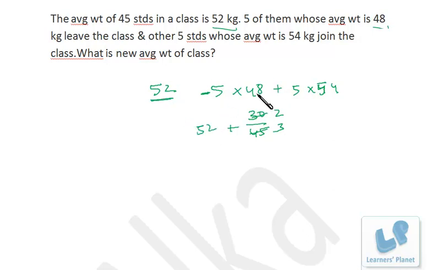Okay, this is the initial average. That is the loss when 5 students with weight 48 are leaving. This is the gain when 5 students with weight 54 are coming. So in all, the total gain is 30, and the total number of students is 45. So average gain is 2 by 3. So the new average is 52 2 by 3, or we can say 52.67, as simple as that.